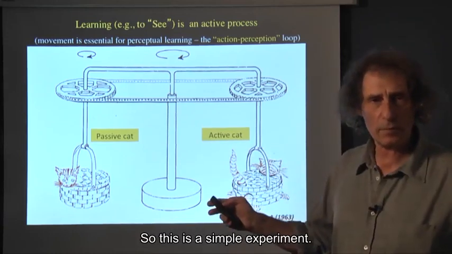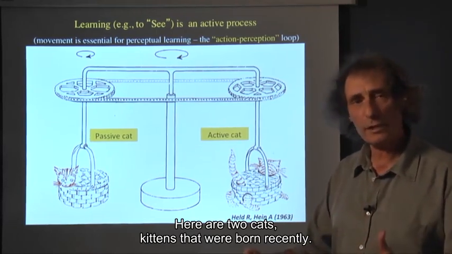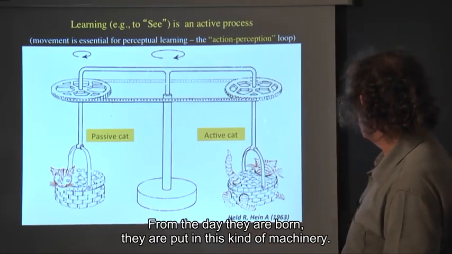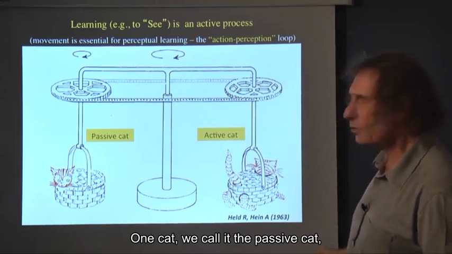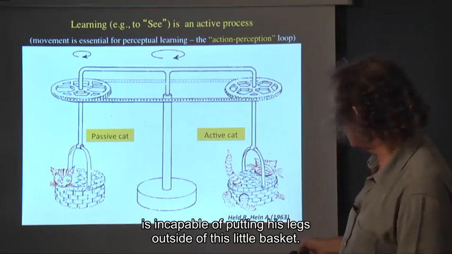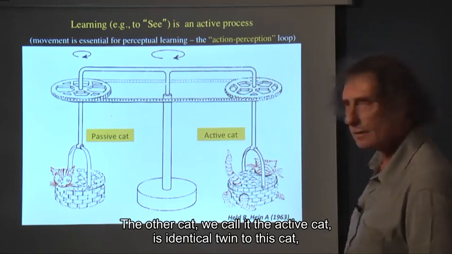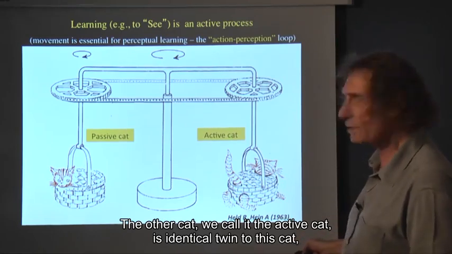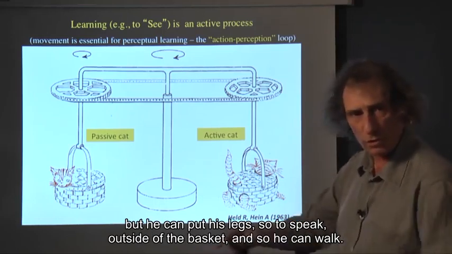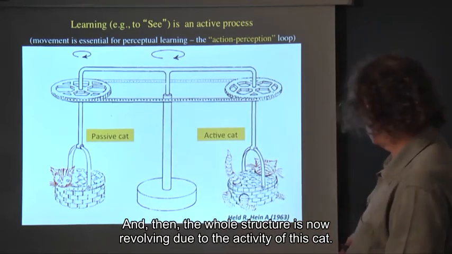So this is the simple experiment. Here are two kittens that were born recently. From the day they are born, they are put in this kind of machinery. One cat, we'll call it the passive cat, is incapable of putting his legs outside of this little basket. The other cat, we'll call it the active cat, is an identical twin to this cat, but he can put his legs outside of the basket, and so he can walk. And then the whole structure is revolving due to the activity of this cat.